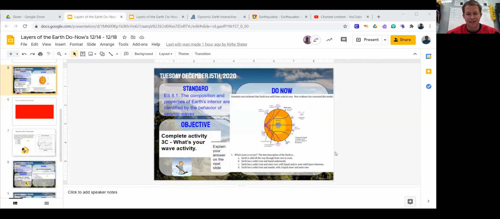Okay, welcome to class today. You should have your Do Now open. Today we are looking at standard 8.1. The composition and properties of Earth's interior are identified by the behavior of seismic waves.